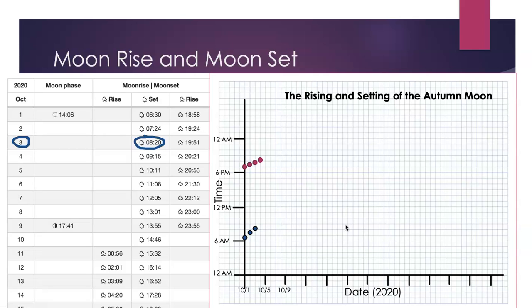Now, if you're going to put them on the same graph, you have to have some sort of key. Either you need a different color, or you could have a different symbol. You could have stars and circles or triangles, just as long as it's clear to me which one is set and which one is rise.